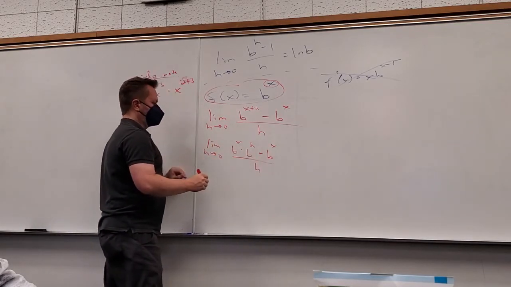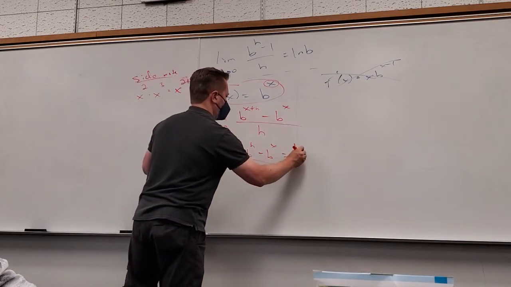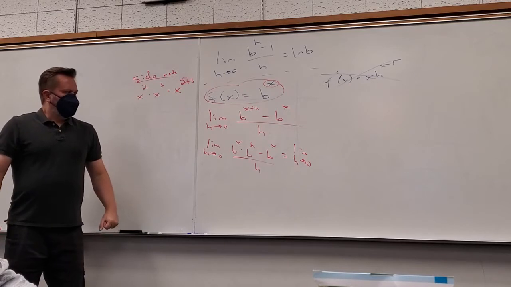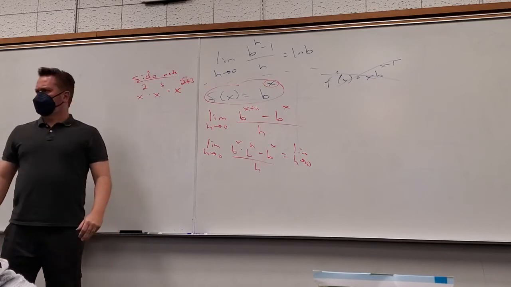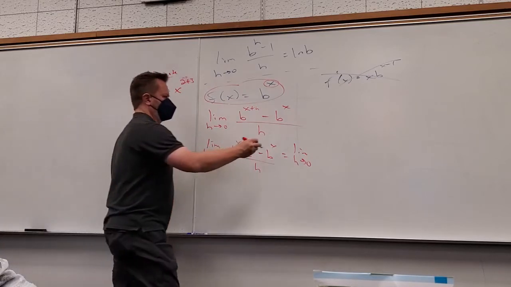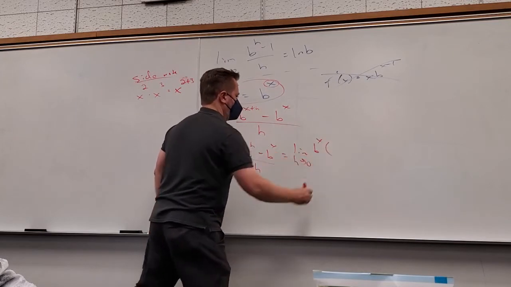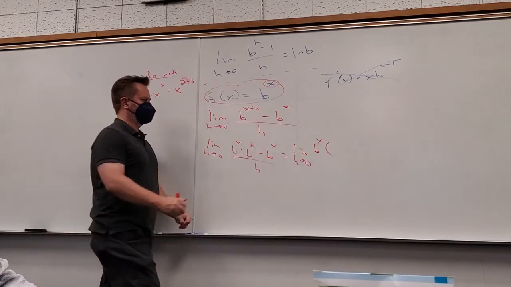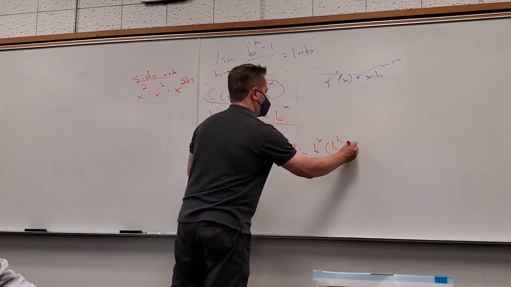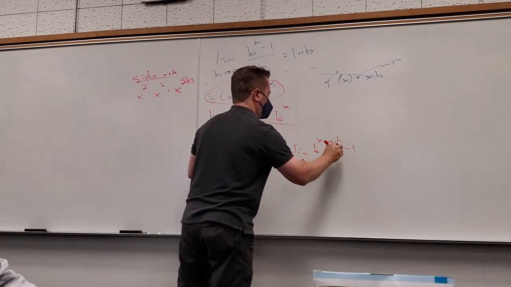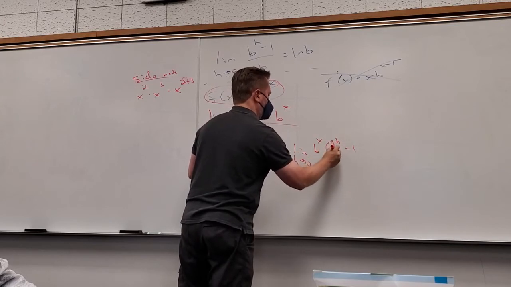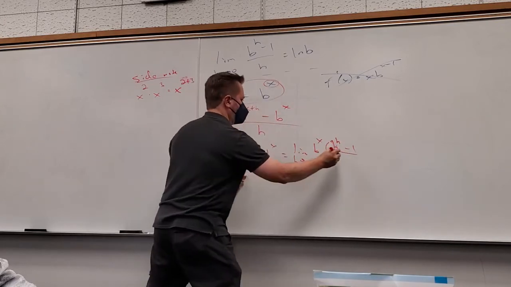With b's and h's, now there's only a b to the h on top. Just b to the h on top. What can I do on the top? Factor out b to the x. What's left? b to the h minus 1. And I'm going to put the over h here.